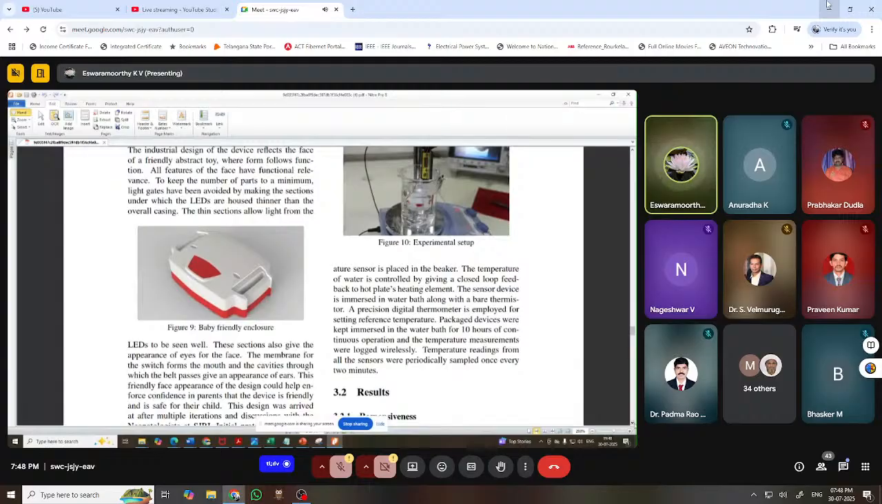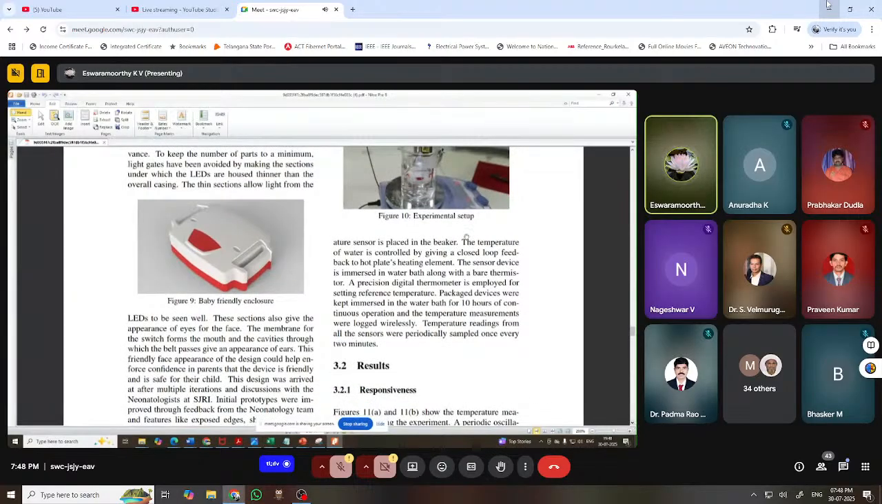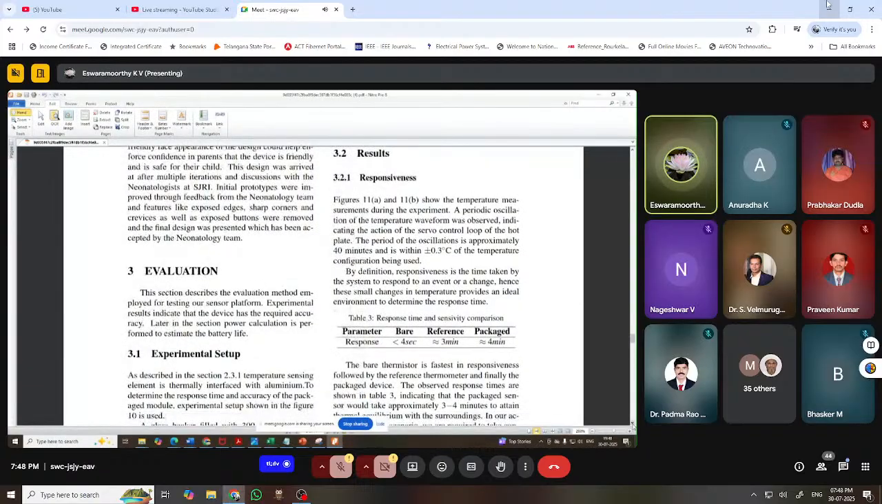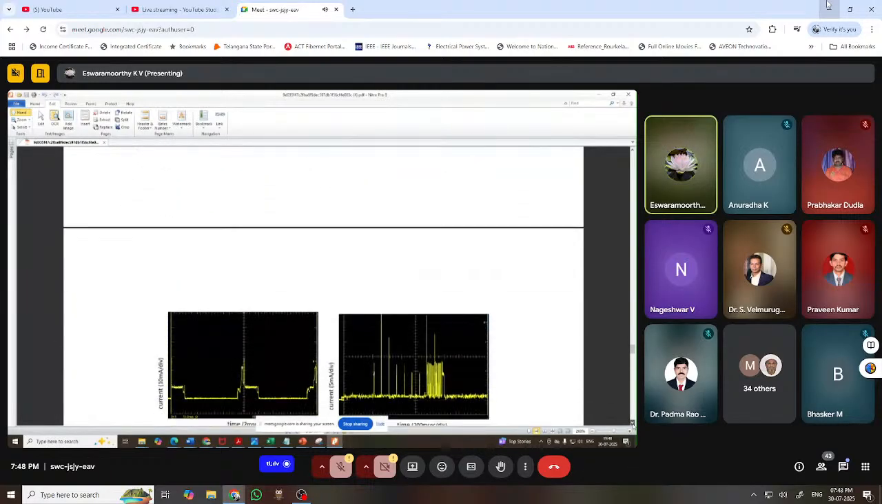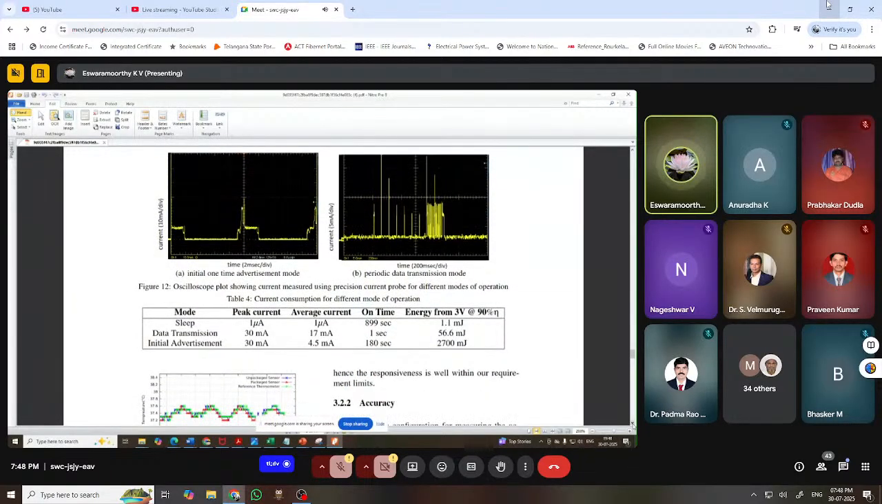Let's say if it is dipped in water, how it behaves, and they have changed the temperature in a controlled environment, and for 10 hours it is giving the value. And the responsiveness results, it is an evaluation experiment setup, they gave 40 minutes within plus or minus 3 degrees Celsius, and the bare sensor, reference and package, these are the response times. Let's say 3 minutes, 4 minutes, 4 seconds. So directly the sensor is going to give in 4 seconds, the reference is going to take 3 minutes, and the package is going to take 4 minutes to reach the value.